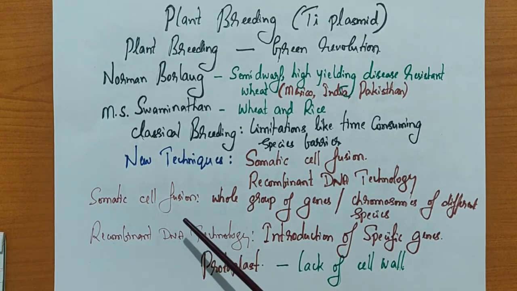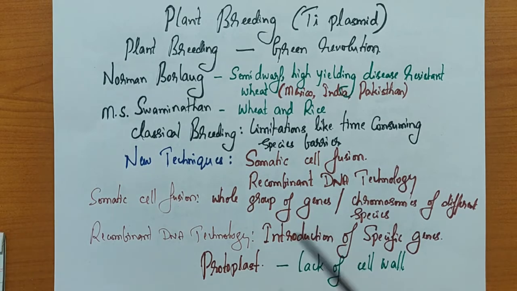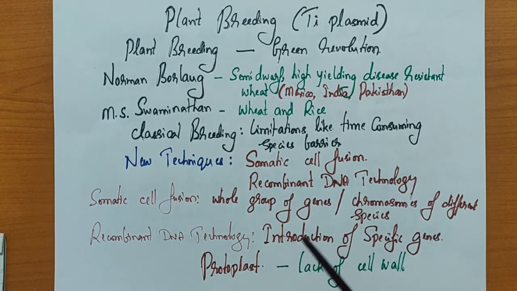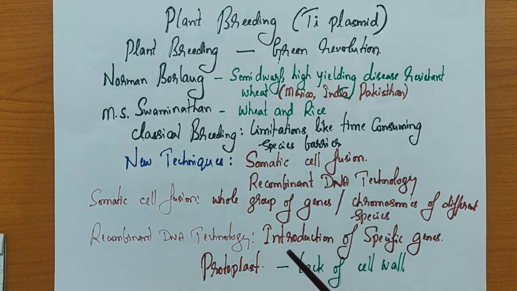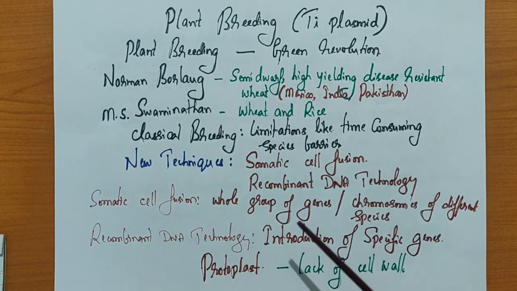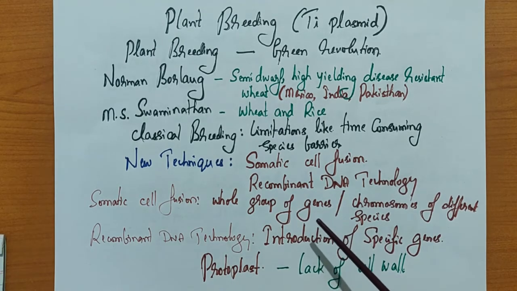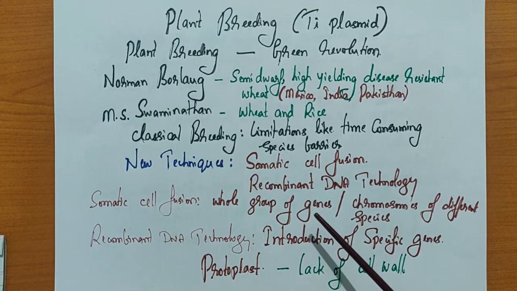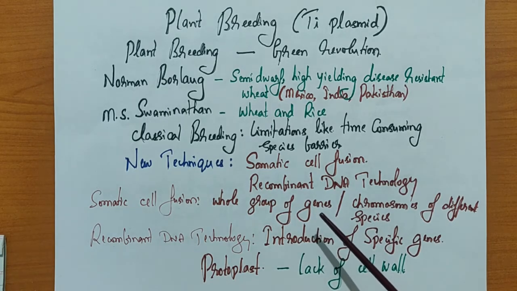So in somatic cell fusion, it is possible to mix groups of genes or the chromosomes of different species. We can bring them together in a given cell. Now, because of the somatic cell fusion, under laboratory conditions, it can be developed into plantlets.